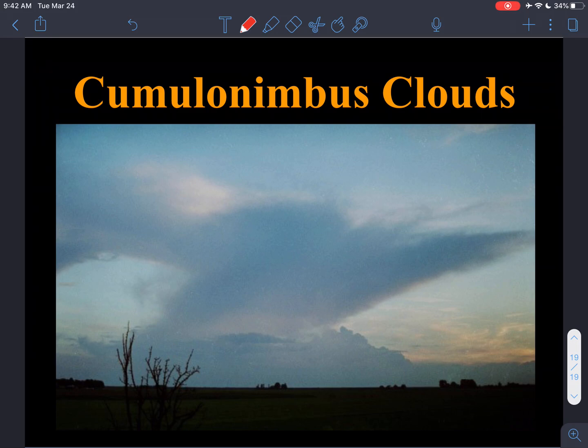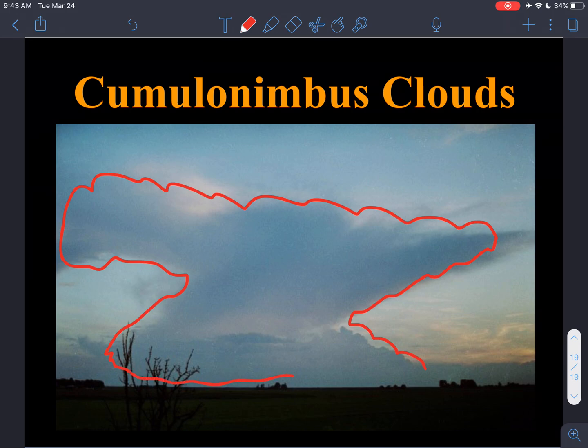And then here you have your cumulonimbus clouds. Sometimes they're called anvil clouds. They get really, really large. Right, so this is the whole cloud. Kind of looks like an anvil. And usually the taller the cloud is, the stronger that the storm is going to become. So that's it.